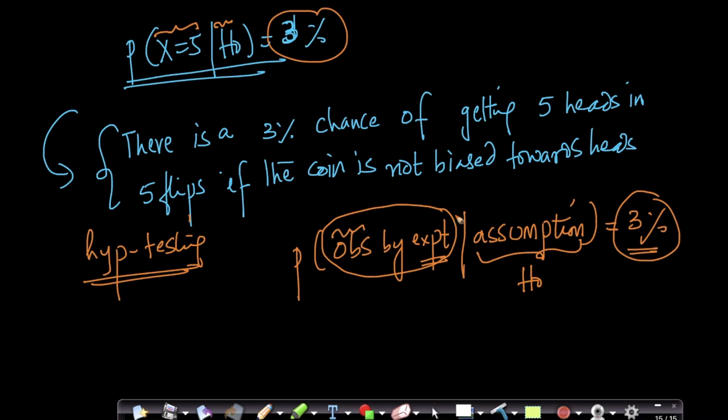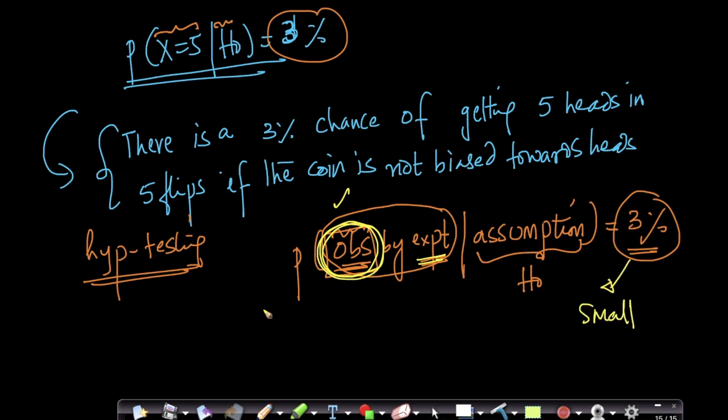Because I've already observed this, it is ground truth. This is important to understand. I've already made this observation. Nobody can fight with that observation because it's data that I've already seen. So given that this observation has already been made by experimentation, the probability that this observation is true, if the assumption is also true, is only 3%, which is quite small.